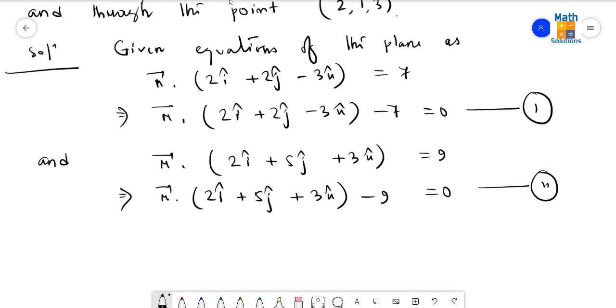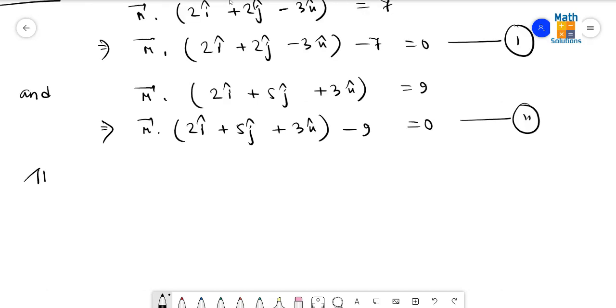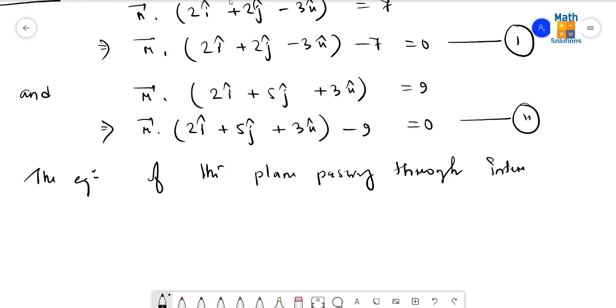The equation of the plane passing through the intersection of 1 and 2 is, how can we write it? There is a particular way of writing. That is what I'm going to place here.